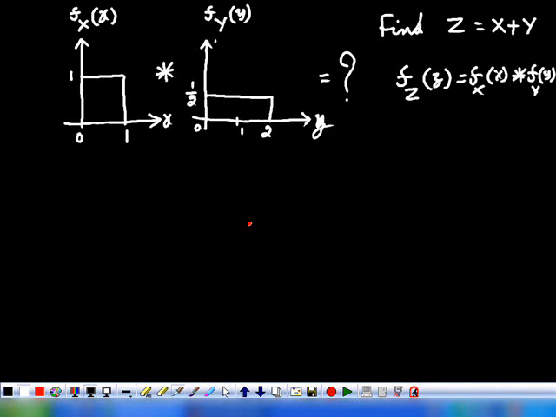You can use the analytical method or graphical method. Either way, you can. What type of random variables are there? X and Y. X and Y are uniformly distributed random variables. You have to find fZ of z.